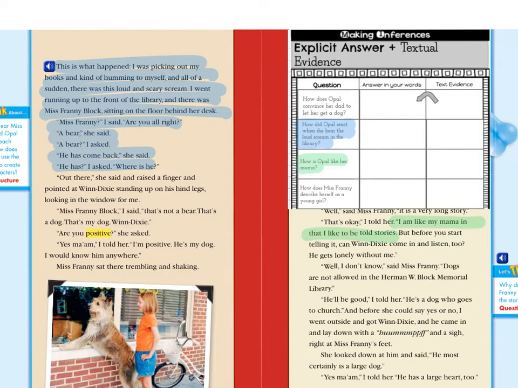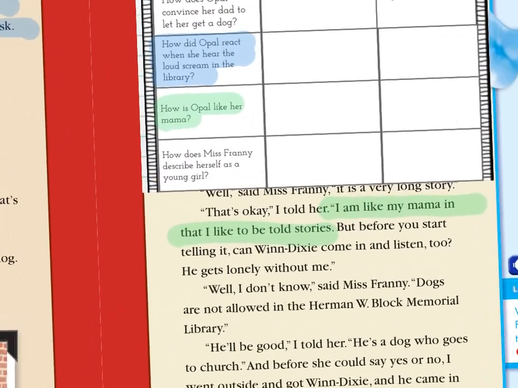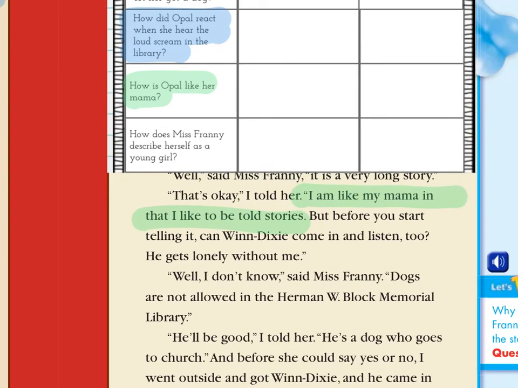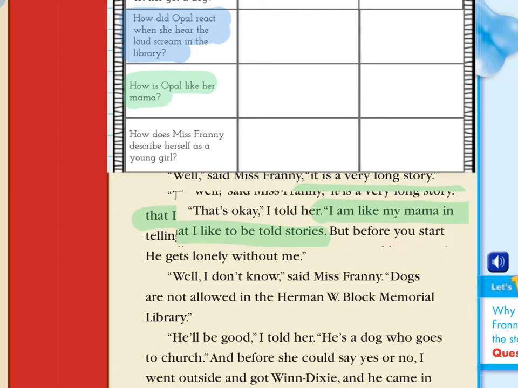Now, I'm not taking the time to write all of these down, but I want you to know in your small group today, you'll be writing these answers. I'm just modeling out loud and showing you where the answers can be found in the text. The next question says, how is Opal like her mama? Well, highlighted in green it says, and this is Opal talking, I'm like my mama in that I like to be told stories. So I can put that in my own words by saying she's like her mama because she and her mama both like to listen to stories. And then to quote evidence, I would simply write this word for word straight from the text for my graphic organizer.